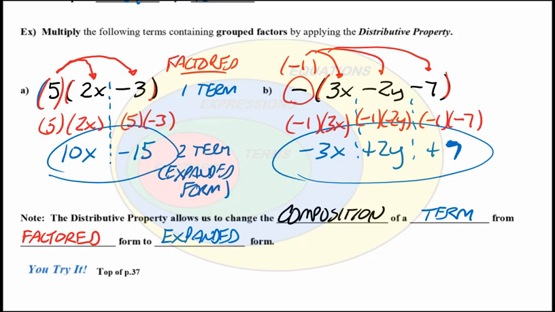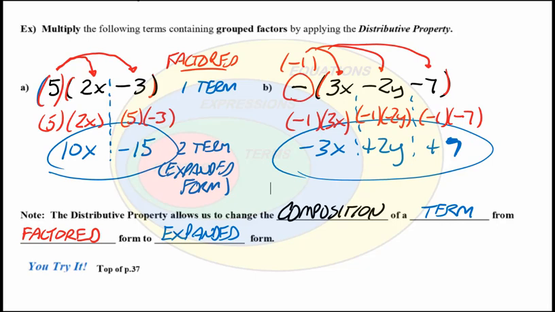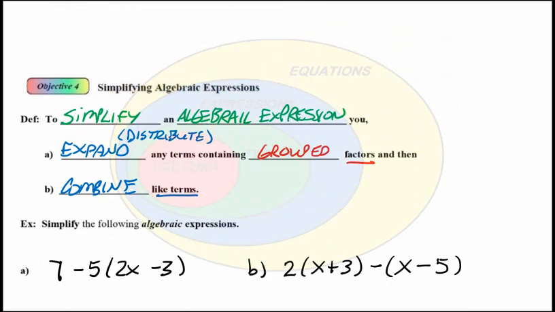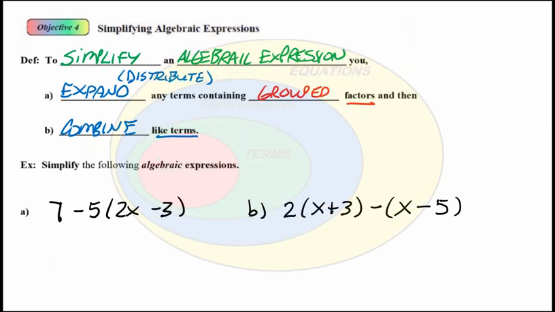All right, so now that we know how to expand expressions, we can simplify algebraic expressions. So to simplify an algebraic expression, we want to expand any terms containing grouped factors. So we want to distribute term by term, then combine like terms. So we're basically taking it apart, separating it, or expanding it.